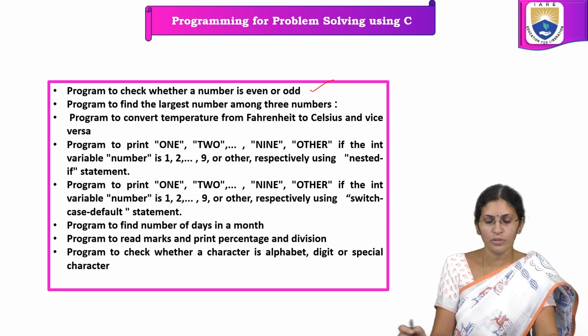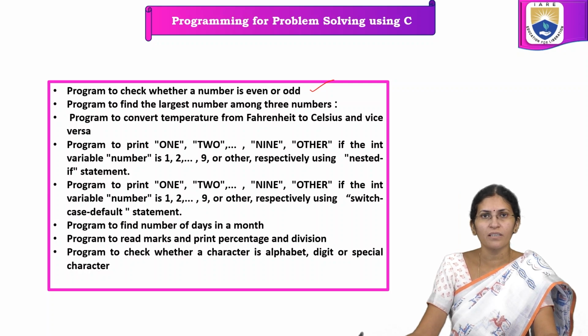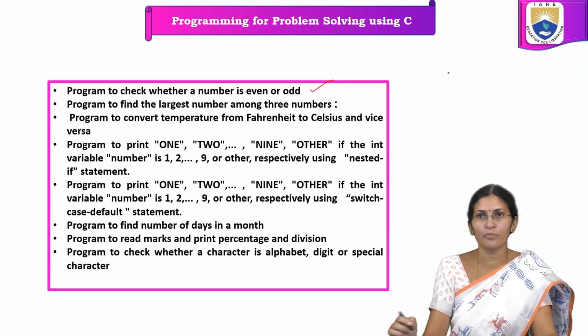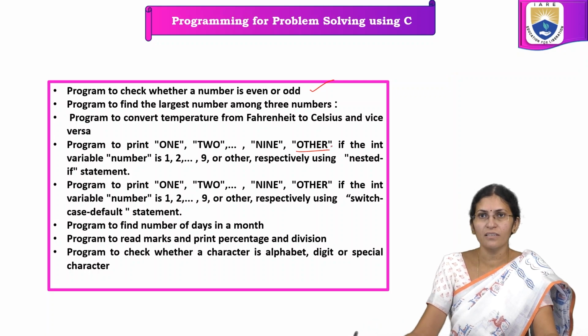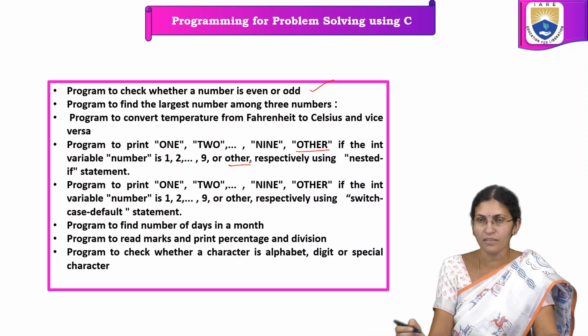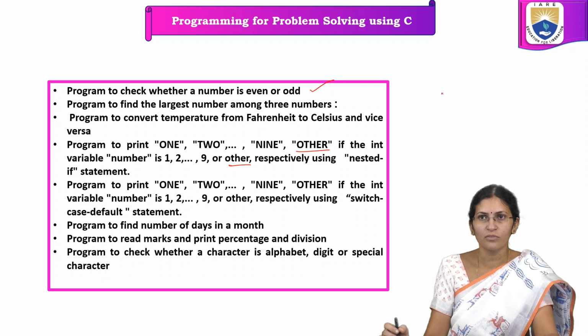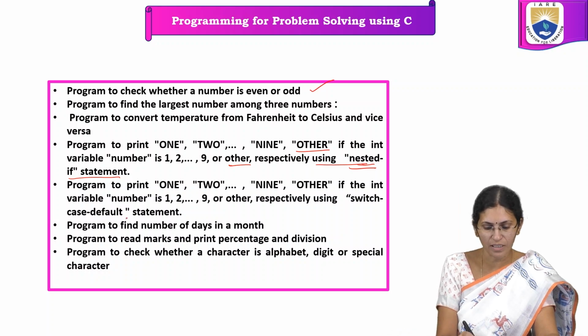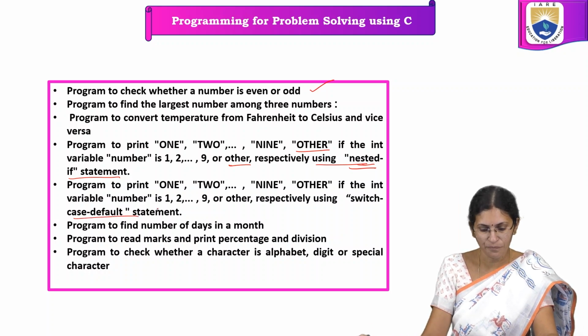The other program which we are going to see is a program to print 1, 2, 3 and so on up to 9. If the corresponding digit entered by the user is 1 to 9, it will print it, and if the user gives any other number, suppose 35 or 45, then it will print other. So, that is using a nested if statement. Using the same program, we are going to see first the one using if statement, then the other one using switch case statement.